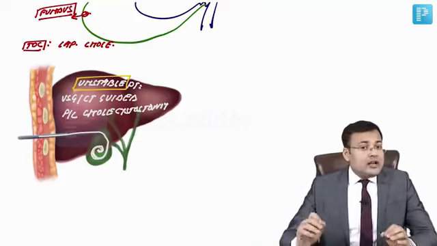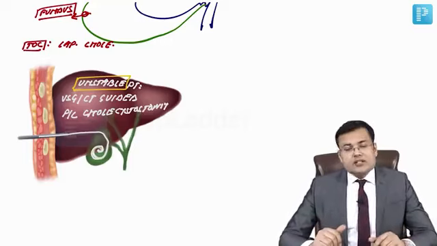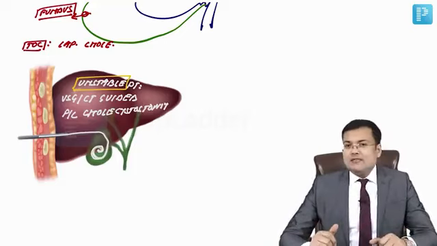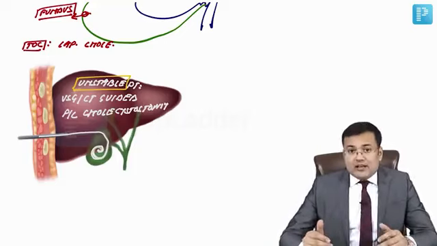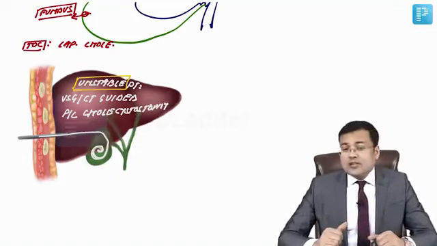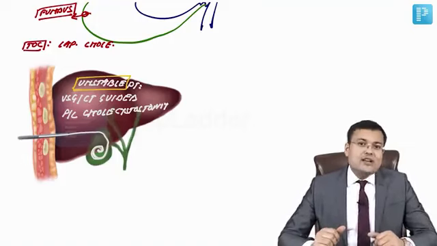Let me tell you, in almost all types of acute cholecystitis, what is the investigation of choice? Generally, it's ultrasound. And what is the gold standard investigation? HIDA scan. So in acute acalculous cholecystitis also, investigation of choice is ultrasound and gold standard investigation is HIDA scan.